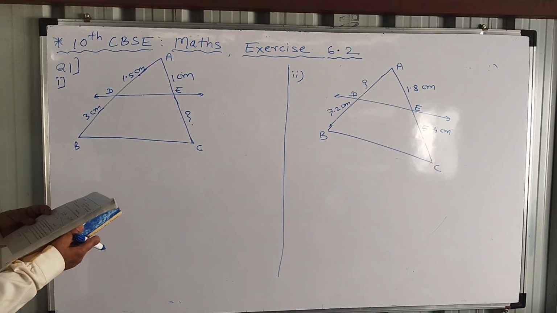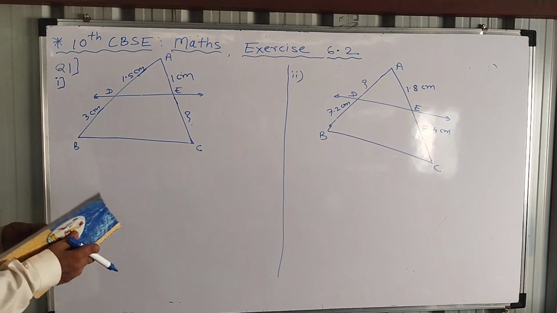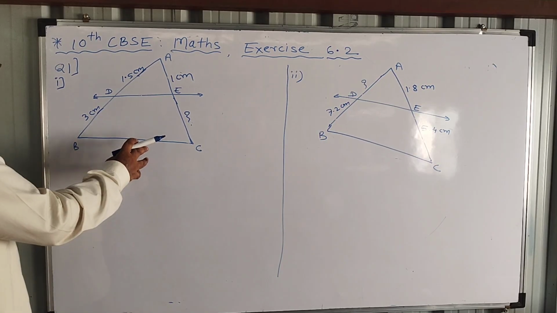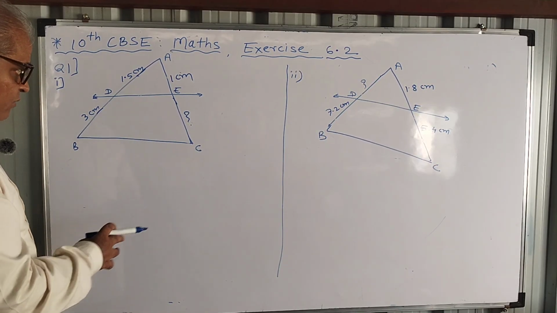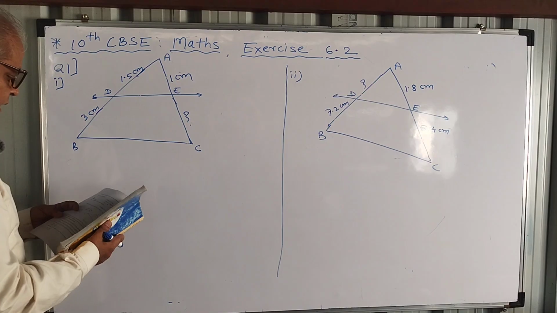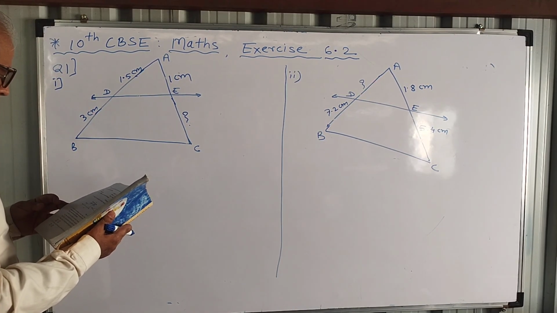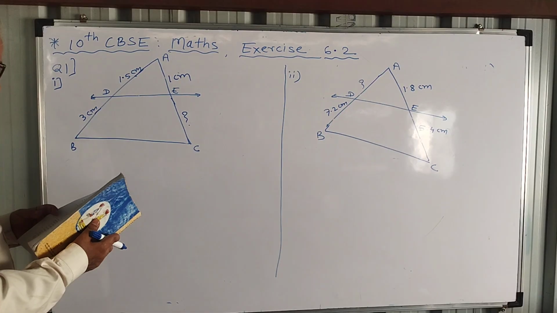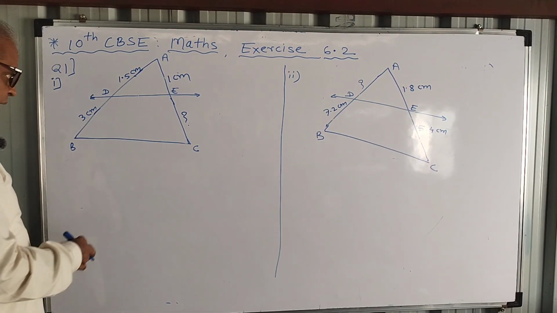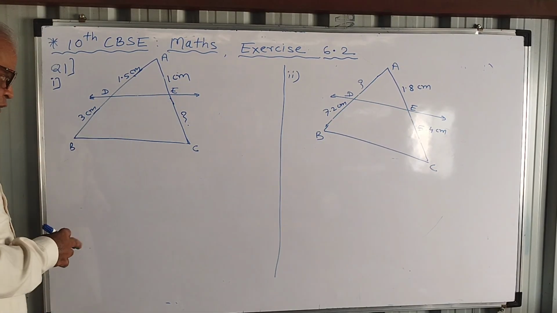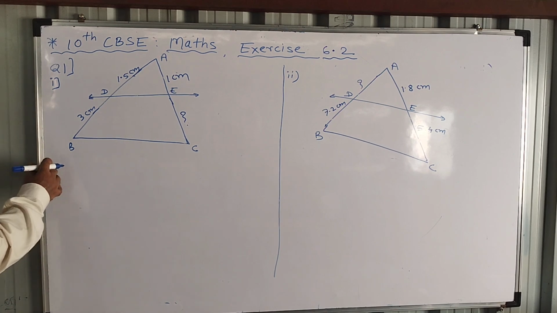Look at the figures. In this, DE is parallel to BC. We will consider first question, sub question 1 and then sub question 2. In this figure, AD is given, DB is given, AE is given and EC is to be found out. But this DE is parallel to BC. It is given. So first we will write that.